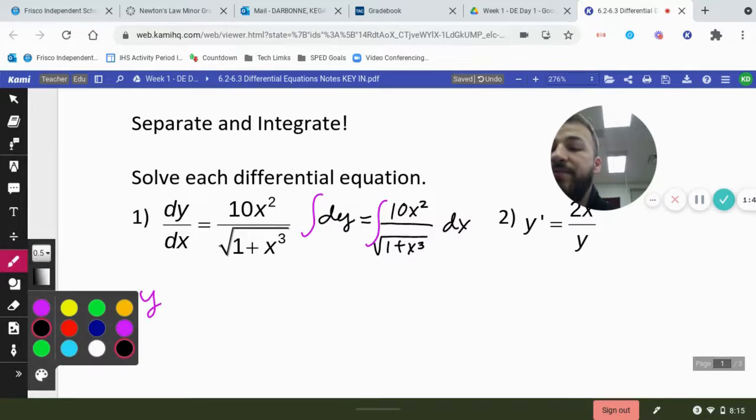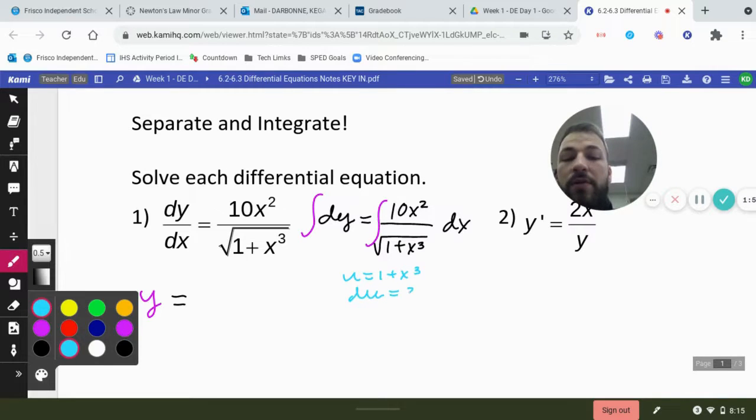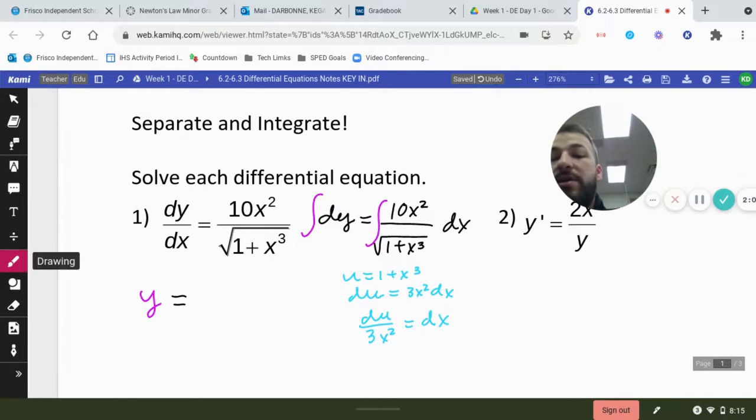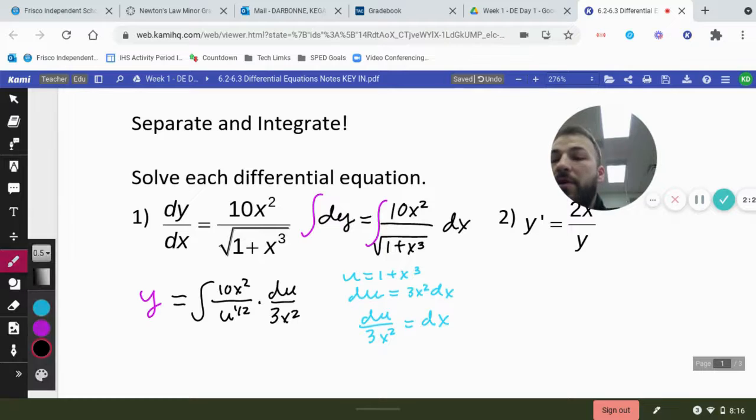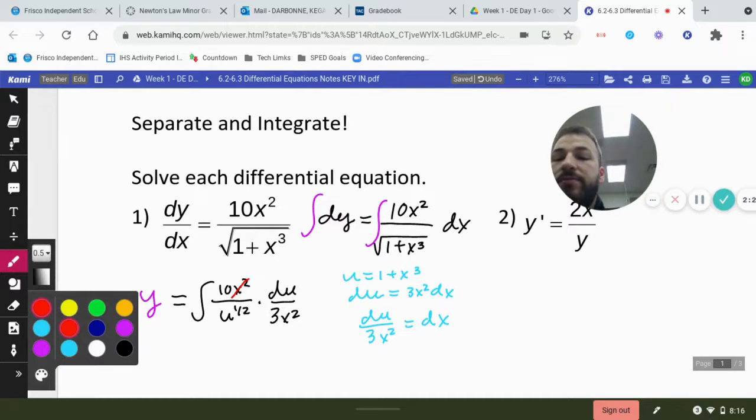On the right side, that's going to be a u substitution integral. So my u is going to be what's trapped down here in the bottom, 1 plus x cubed. So u is equal to 1 plus x cubed, which means du is equal to 3x squared dx, which means du divided by 3x squared is equal to dx. So then I can go ahead and plug that into my integral. So this becomes the integral of 10x squared over u to the 1/2 times du over 3x squared. x squared and x squared is going to cancel out.